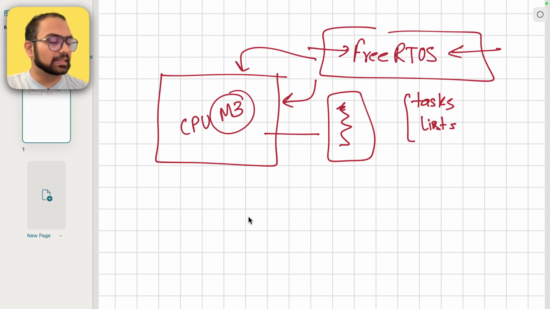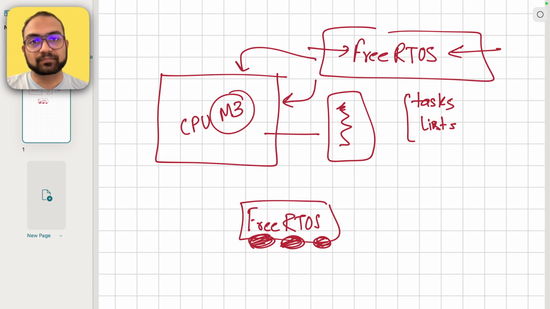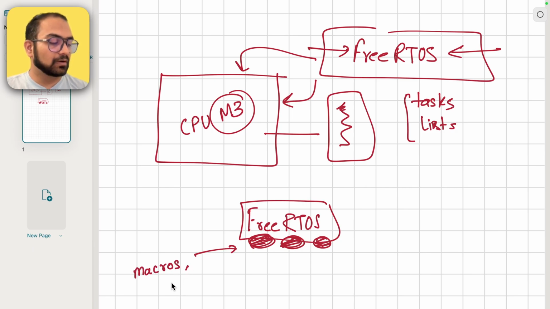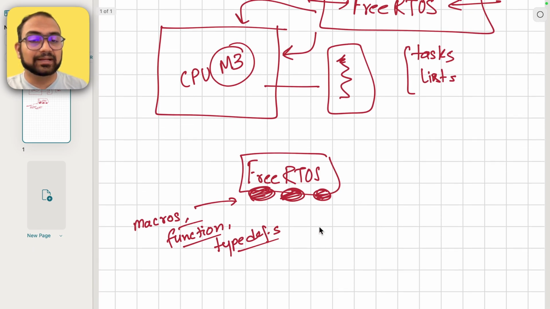So it turns out that like any library or framework, there are certain dependencies which are left out for the developer to implement, right? And one of those things is some macros, functions, and typedefs that the user needs to provide. So what we are going to do now is go ahead and find out how to add these.